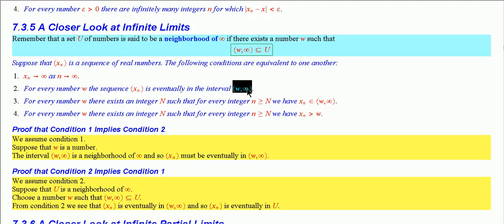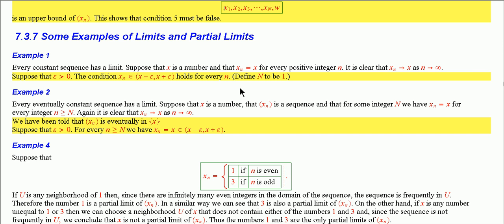I'm going to use this. It's a bit more concrete. How do you prove that for every real number w, the sequence is eventually here? In other words, eventually greater than w. How do you prove for every real number w? Suppose w is a real number.